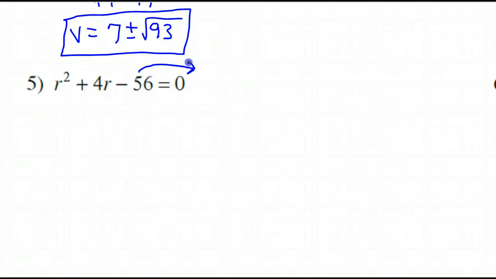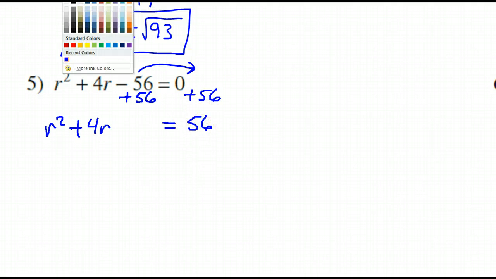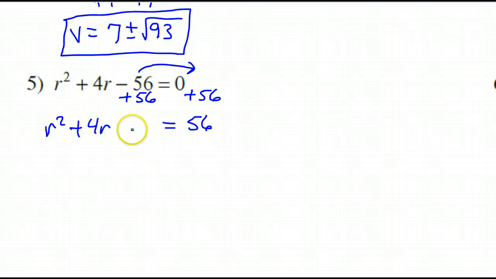Let's move that out of the way by adding 56 to both sides. So that's going to give me r squared plus 4r, leave a space, is equal to 56. Now, what is the magic number that will complete the square? Hopefully you said 4, which we will add to both sides. Half of the middle squared. So half of 4 is 2. 2 squared is 4.